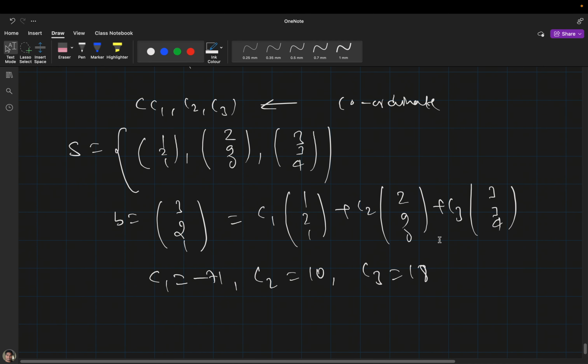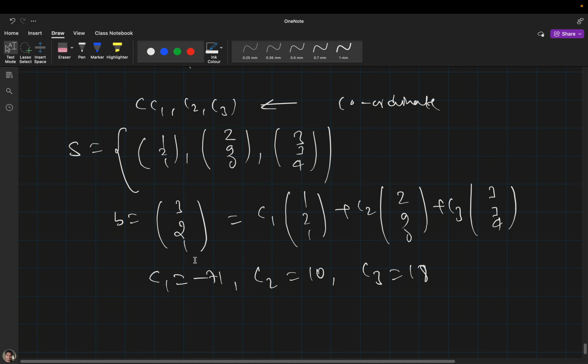From high school, if someone asks if you have the position vector 3 2 1, then what is the coordinate? People will blindly say the coordinate is 3 2 1. But if you understand linear algebra, then suddenly you will ask for which basis you are talking about.